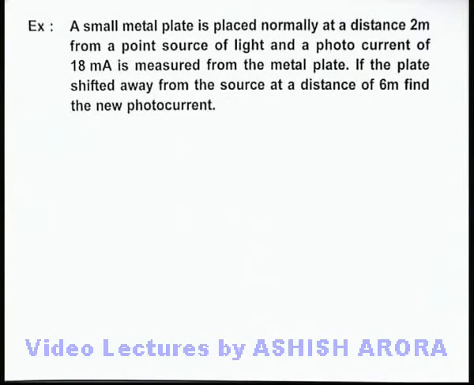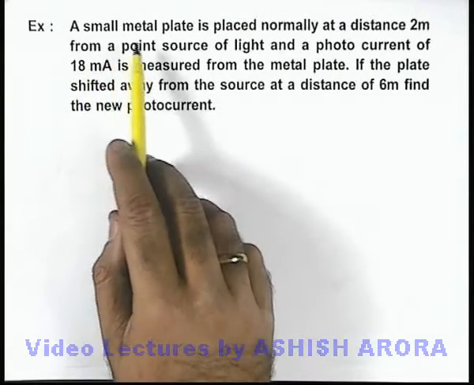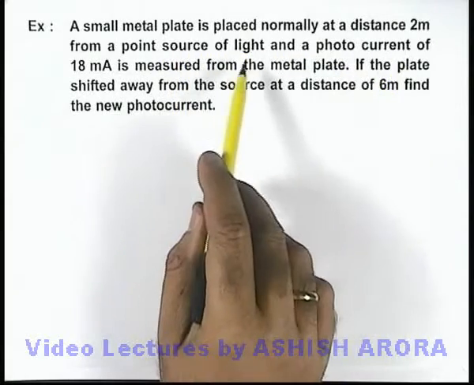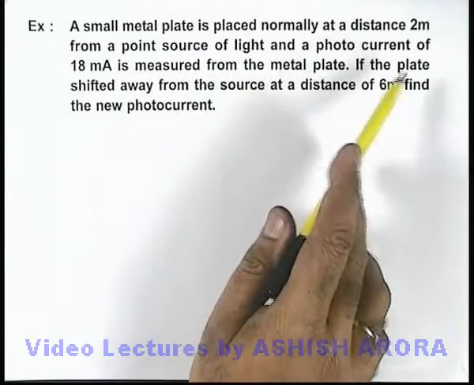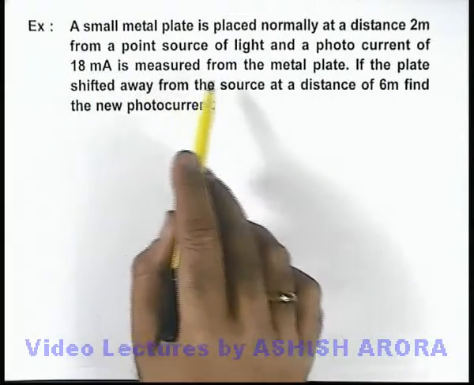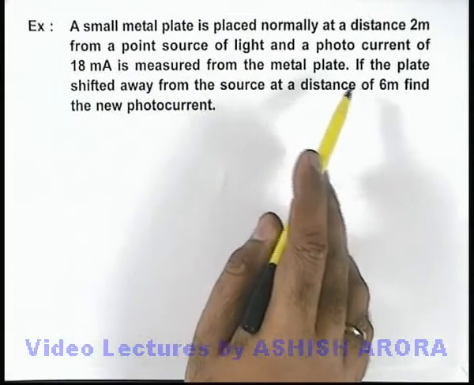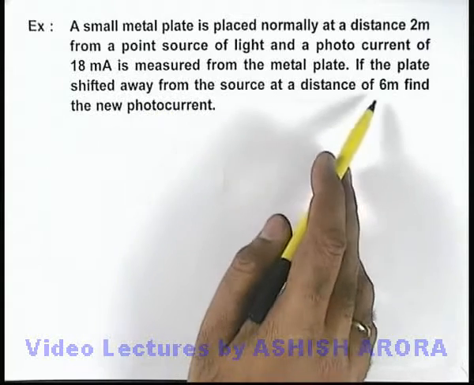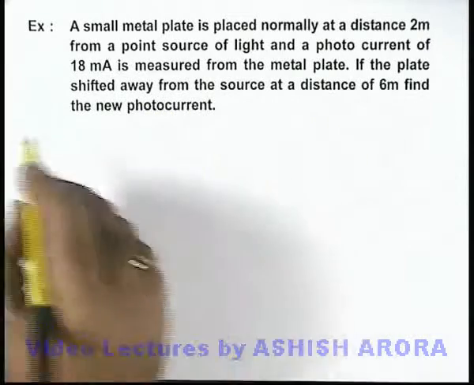In this example, we are given that a small metal plate is placed normally at a distance of 2 meters from a point source of light, and a photocurrent of 18 milliampere is measured from the metal plate. And it is saying if the plate is shifted away from the source to a distance of 6 meters, we are going to find the new photocurrent.